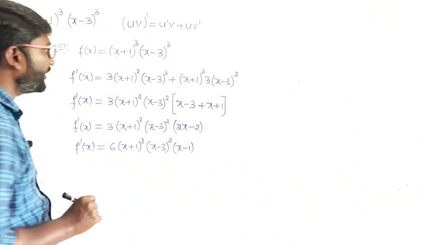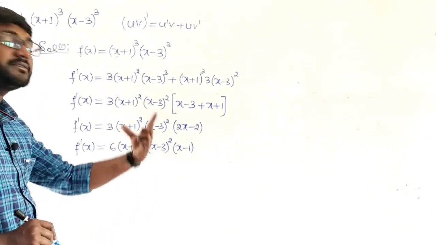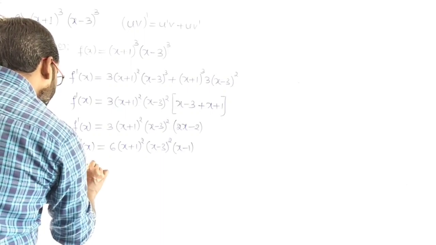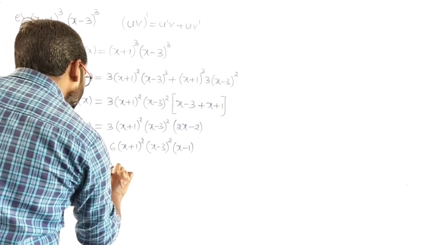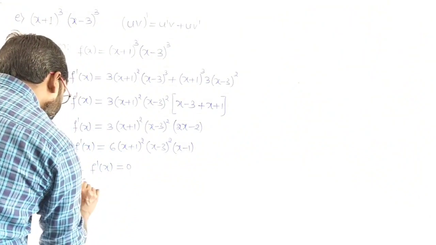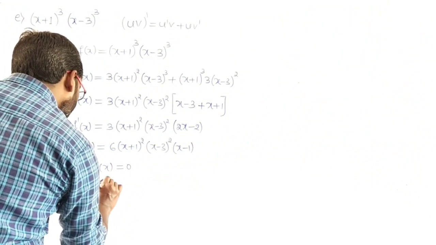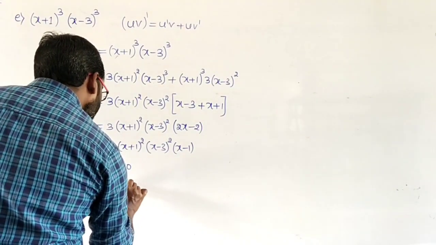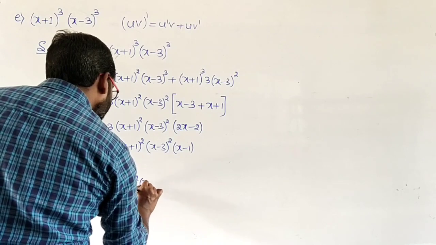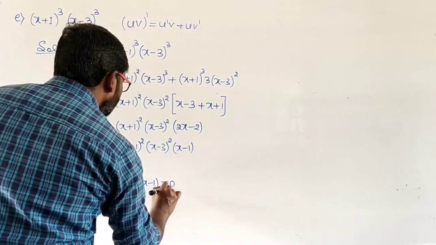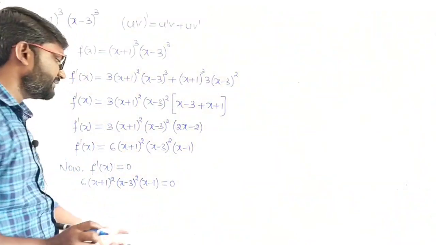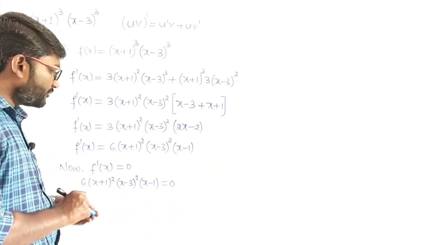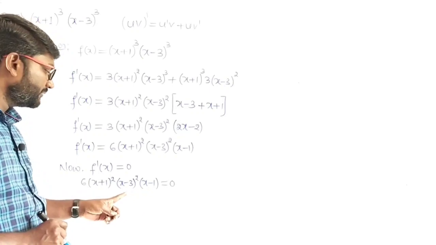So now to get the point you have to equate f dash of x with 0. So here now f dash of x equal to 0, this implies 6 into (x plus 1) the whole square, and then into (x minus 3) the whole square into (x minus 1) equal to 0. So here what do we get? If we take 6 to the RHS, it will be 0, and then you get x equal to minus 1, x equal to plus 1, and x equal to 3.